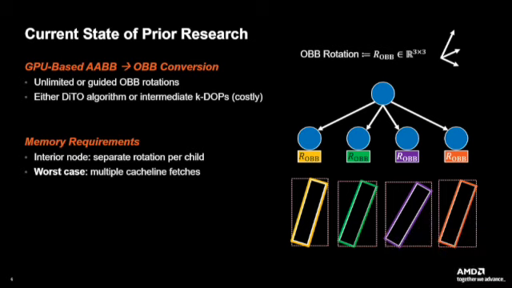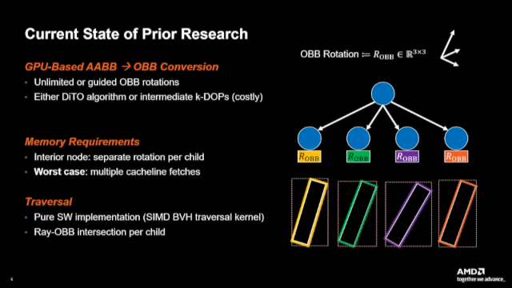In terms of memory requirements, if you have a wide node here with 4 children, you need to store a separate rotation per child. That means if you use the full 3x3 matrix, you need to store 9 float values for each of the children, which is very much. There may be some way of indexing, but you need more data in an interior node, which in the worst case requires multiple cache line fetches, which could also slow down performance.